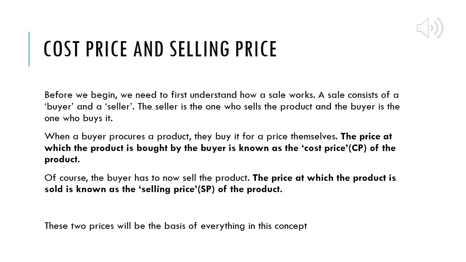Before we begin, we need to understand how a sale works. A sale consists of a buyer and a seller. The seller is the one who sells the product and the buyer is the one who buys it. So when a buyer procures a product, that is buys a product, they buy it for a price. The price at which the product is bought by the buyer is known as the cost price. The price at which the product is sold by the buyer is known as the selling price of the product. These two prices will be the basis of everything in this concept.